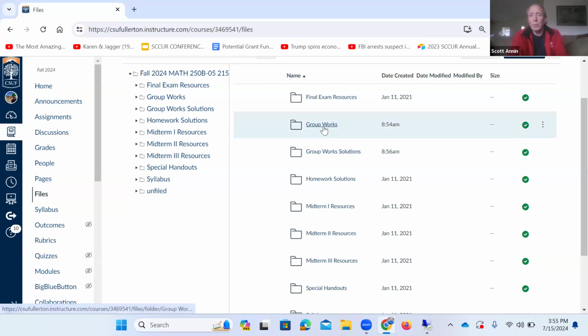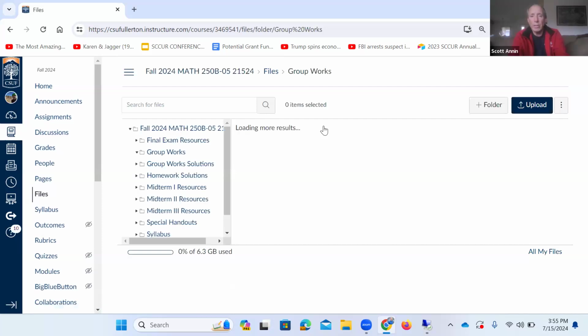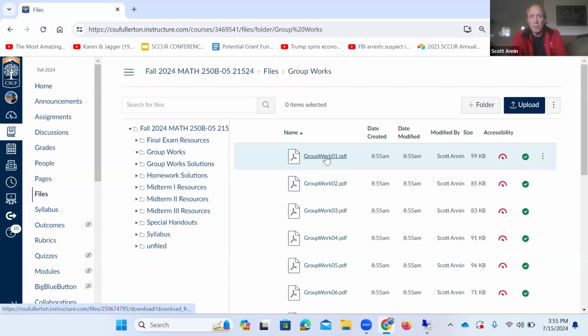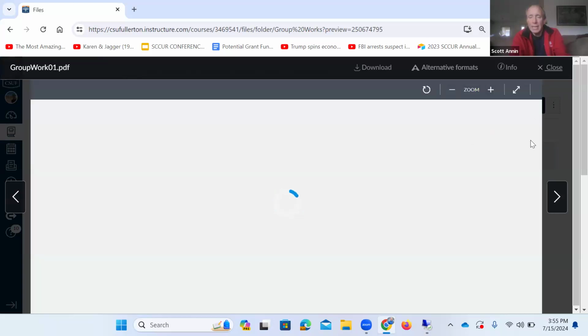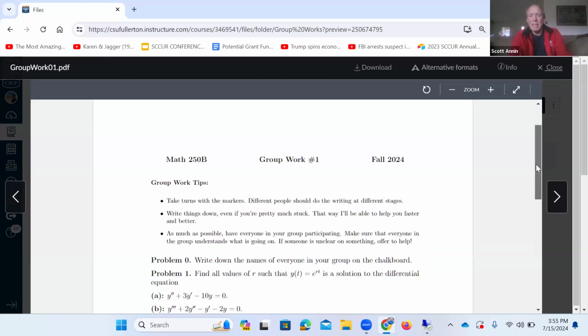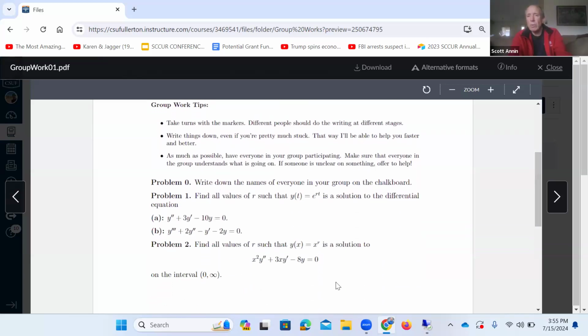So for example, if we opened up the group works folder here, you see there's a bunch of group works, and these are going to be available to you anytime in the semester. You can open these up and look at them, and we'll see if this example pops up here in a second. There's usually just a couple problems for you to do. We will do these for maybe 15, 20 minutes at a time, maybe once or twice a week.